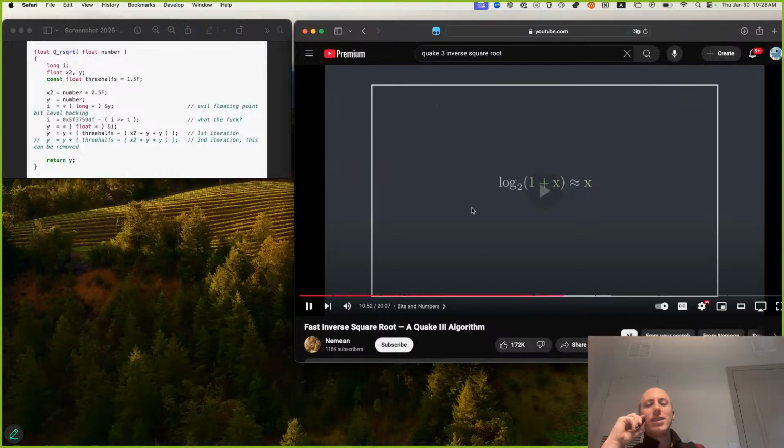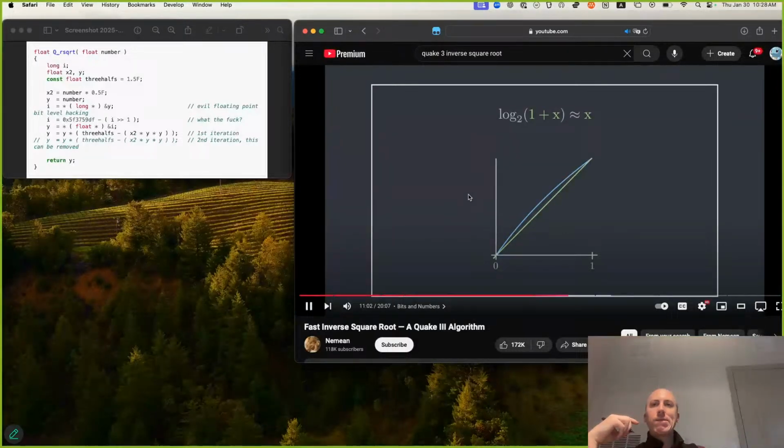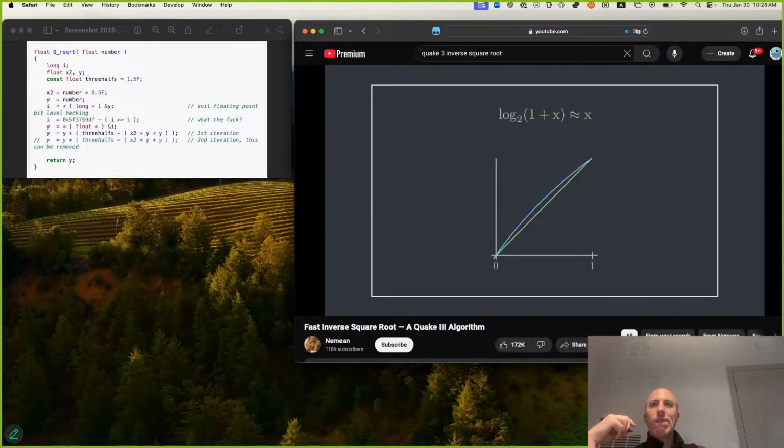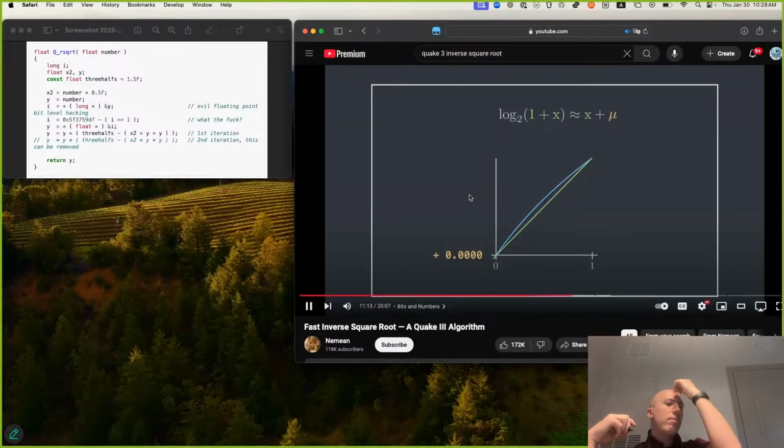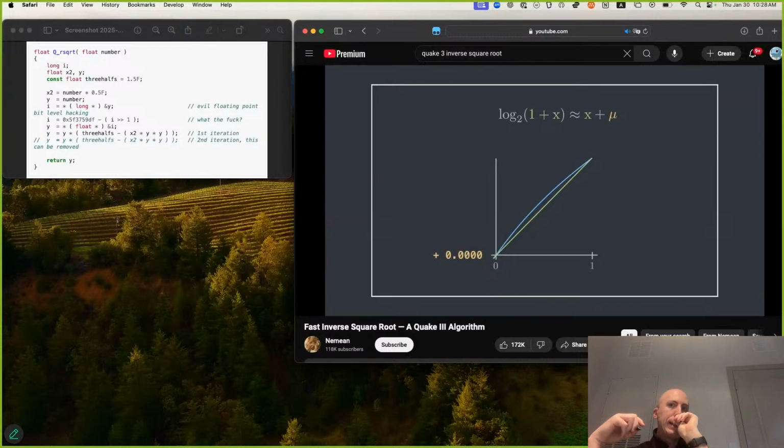For small values of x, log of 1 plus x is approximately equal to x. If you think about it, this approximation is actually correct for x equals 0 and x equals 1. But we'll add an additional term, mu. This correction term can be chosen freely. Again, with mu equal to 0, this approximation is correct at 0 and 1. But it turns out that setting mu to this number gives the smallest error on average for numbers between 0 and 1.